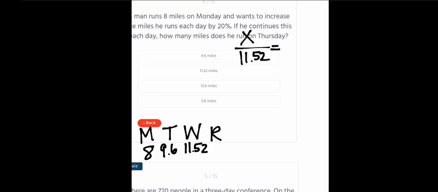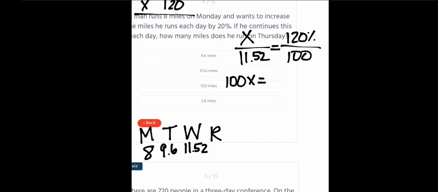11.52. We're going to find out what 120% of that is over 100. So 100x equals. I'm going to do 1152 times 120. Remember, we don't do anything about the decimal until the end. So 0 times 2, 0, 0, 0, 0. Everything is 0. Placeholder 0. 2 times 2, 4. 2 times 5, 10, carry the 1. 2 times 1, 2, plus 1 is 3. And 2 times 1 is 2. Now the 1.